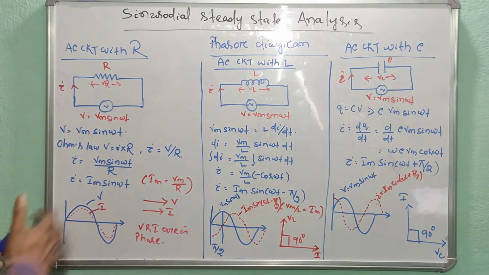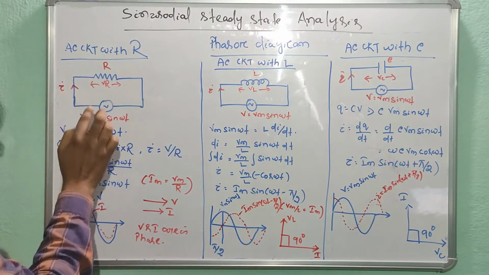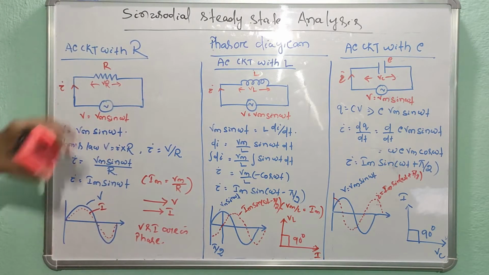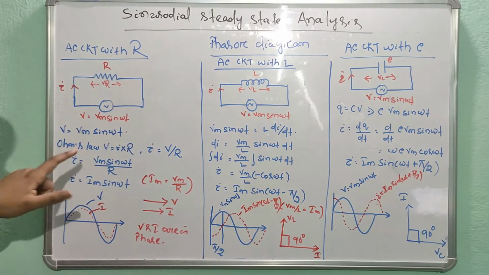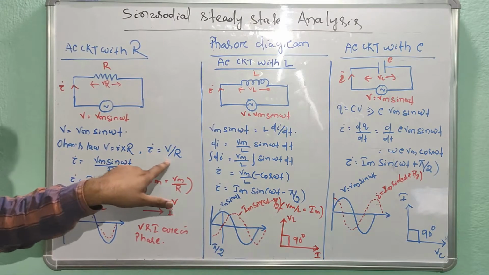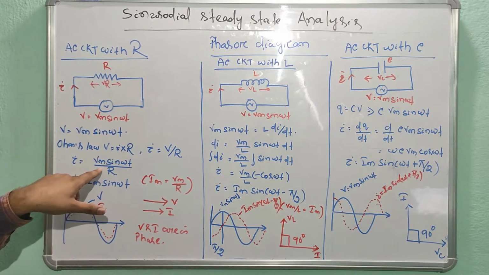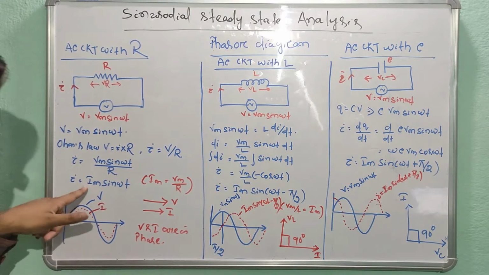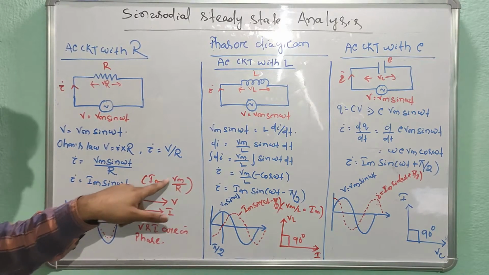For that you have to refer to this figure. Resistance is connected with the AC source, and this is my current, and here is the voltage drop across the resistance R. So what is my V? V is equal to Vm sin omega t, but according to Ohm's law, V is equal to I into R, and I is equal to V by R. So I is equal to Vm by R sin omega t. Then I is equal to Im sin omega t, where Im is equal to Vm by R.